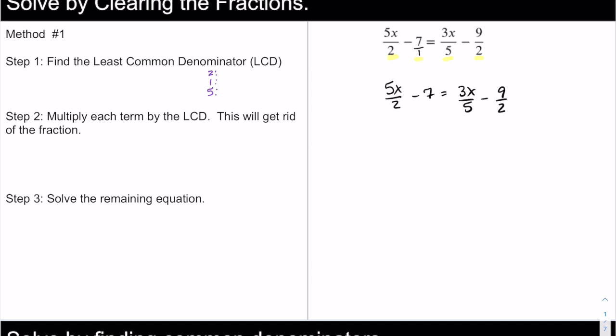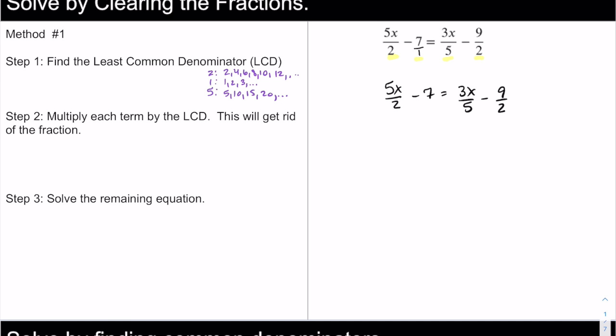So you could list out the multiples of each of those denominators. So 2, 4, 6, 8, 10, 12. For 1, we don't really need to consider 1 because every number is a multiple of 1. For 5, 10, 15, 20. One of the strategies that you might want to use, you could start with your largest number. You could go through the multiples.